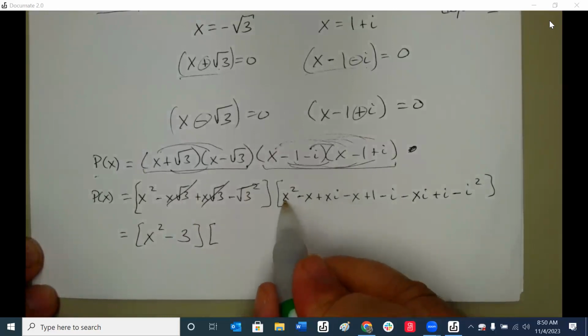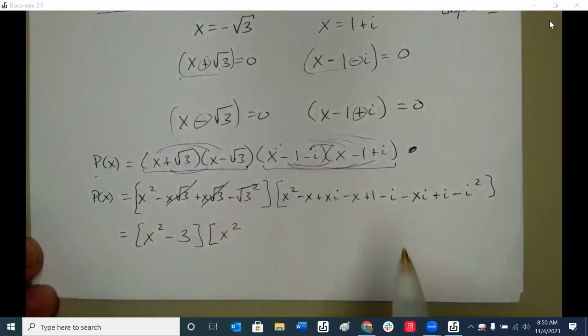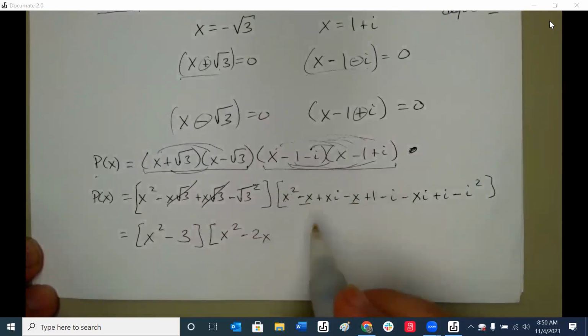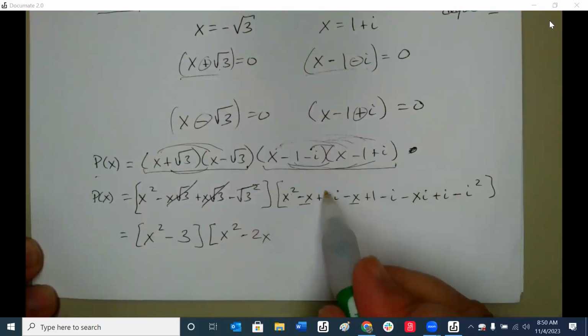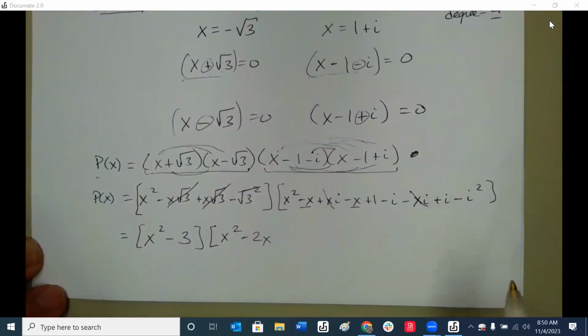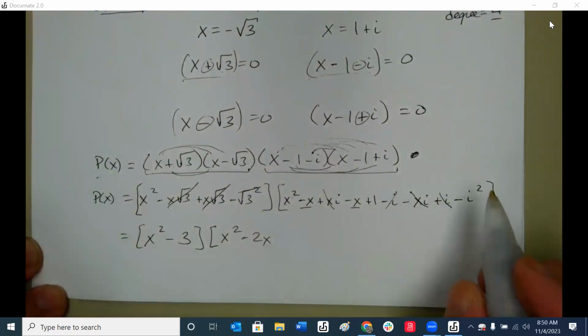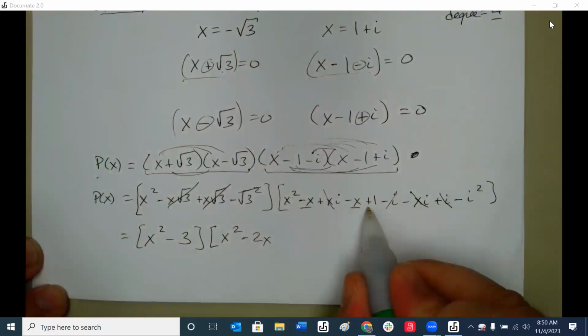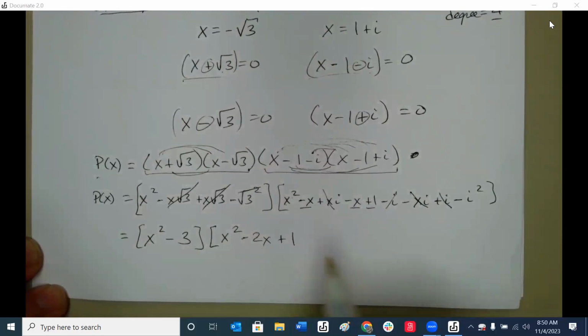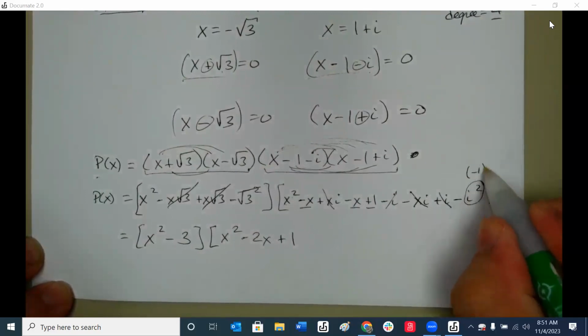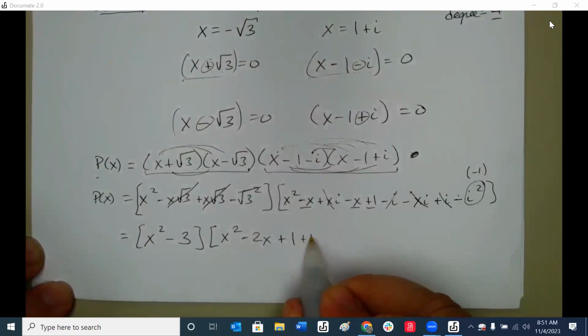So start with the highest power. x squared is there. There's nothing else. You have a negative x and a negative x, which makes it negative 2x. Positive xi and negative xi cancel. Negative i and positive i cancel. So you have a plus 1. And the i squared is the same thing as negative 1. So you have a negative times a negative 1, which makes it a positive 1.